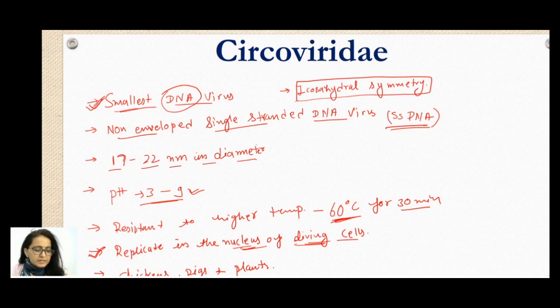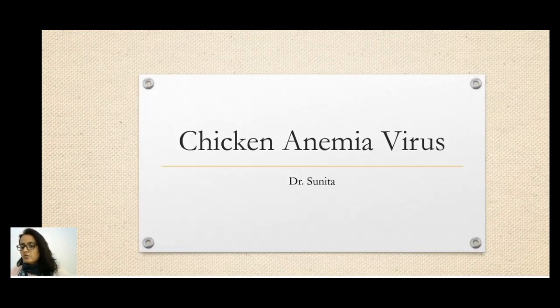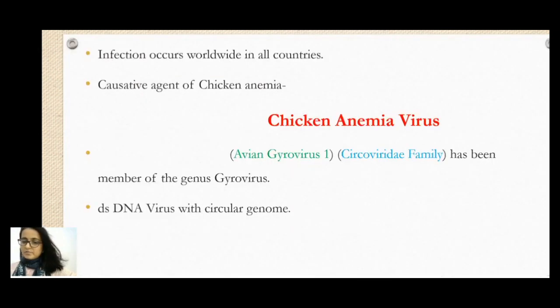Then we discuss the disease that Circoviridae members cause in birds. The disease is chicken anemia, caused by the chicken anemia virus. Infection occurs worldwide, in all countries of the world.